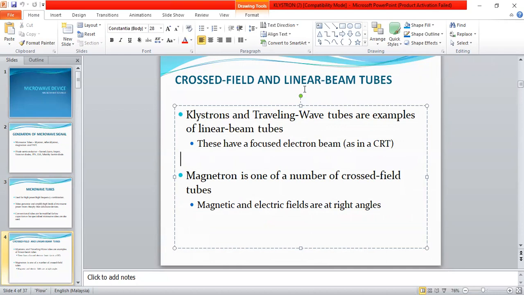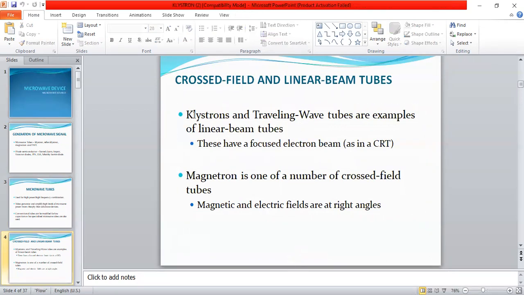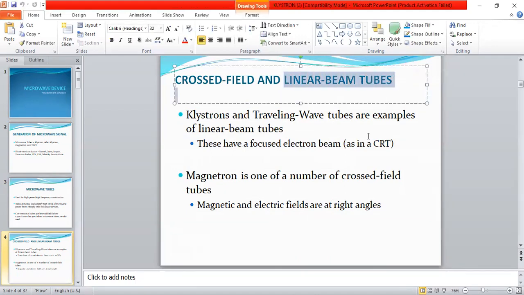Now, what are the linear beam tubes? Here, klystron and traveling wave tubes are the examples of linear beam tubes. They have a focused electron beam. This focused electron beam is going to travel through a space in a straight line, so the beam will travel along a straight line. Therefore, those tubes are called linear beam tubes.